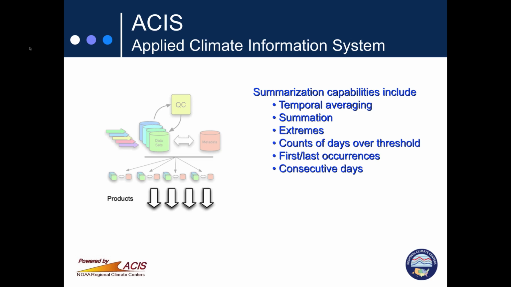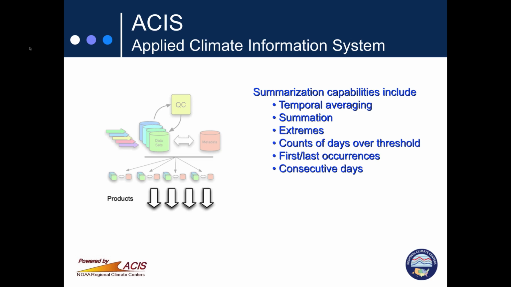There are 6 main summarization methods included in ACIS. Users can average a climate variable such as maximum temperature over standard periods like months or years, or provide their own averaging interval. Similarly, variables such as precipitation or growing degree days can be summed over different time intervals. The extremes routine allows users to identify the highest or lowest value within a time interval that they specify.